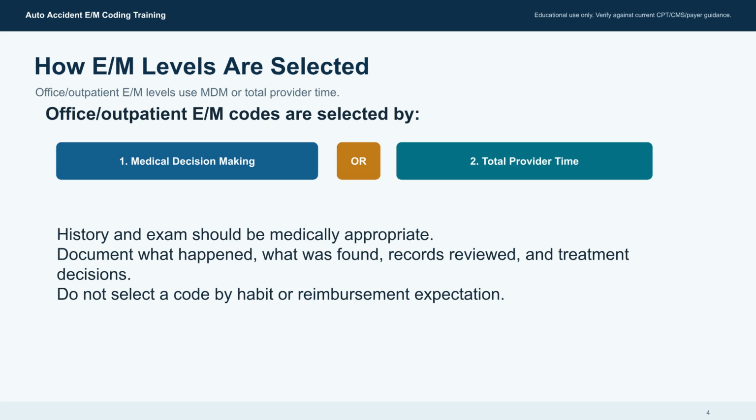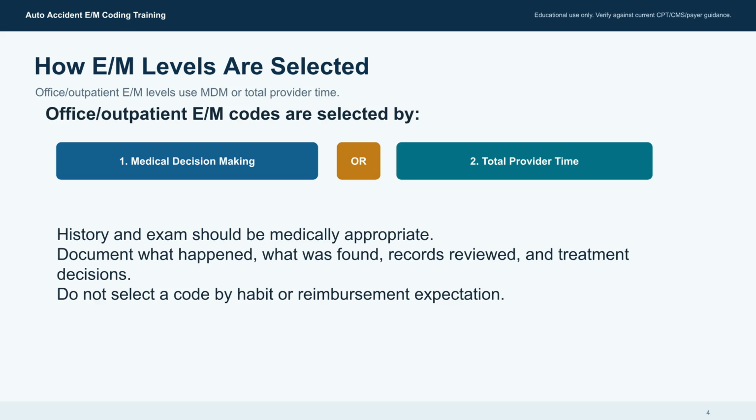Office and outpatient E&M levels are selected based on either medical decision-making or total provider time on the date of service. History and physical exam are still important, but they are no longer selected by counting old-style history and exam bullet points. Instead, the history and exam should be medically appropriate for the patient's condition. For auto accident visits, the documentation should clearly explain what happened, what the patient is experiencing, what was found on exam, what records or imaging were reviewed, and what treatment decisions were made.